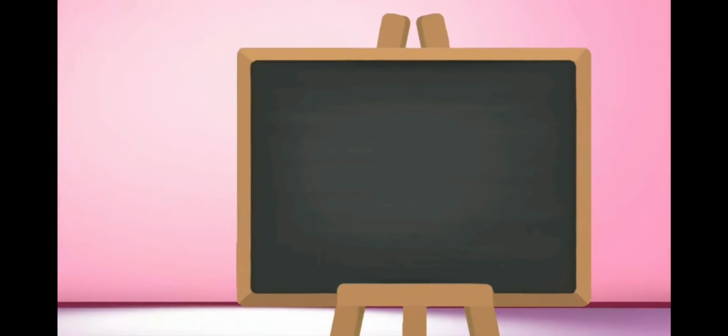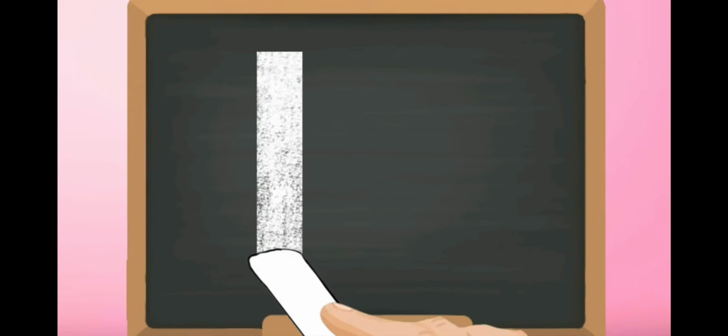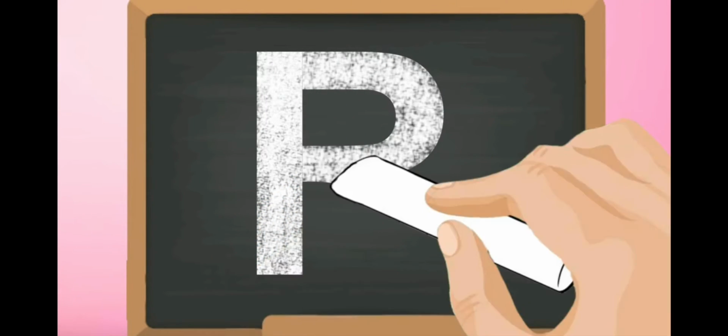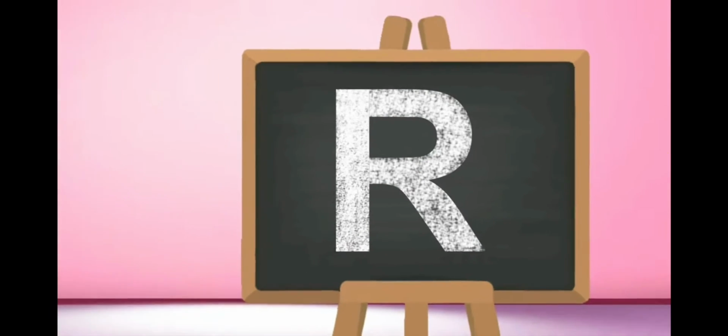R, capital R. Start from the top and draw a standing line down. Go again to the top and draw a curve till the middle. Then draw a slanting line to the bottom. Capital R.